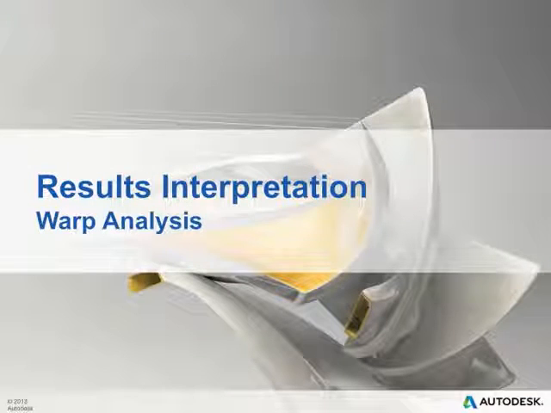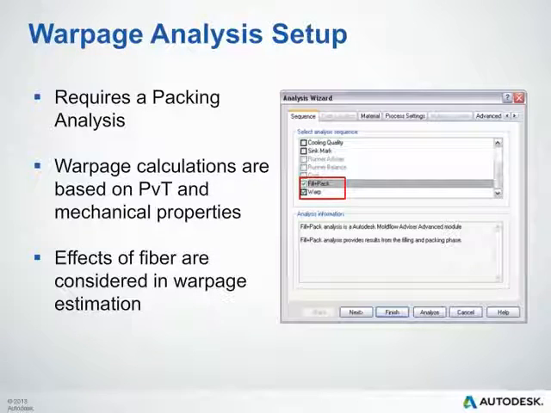Now we'll take a look at interpreting some results from our warp analysis. Some things to keep in mind when running a warp analysis is that you can see there's a checkbox in your analysis wizard, but it will not be available unless you run a packing analysis. So you have to have these both checked if you'd like to run a warp. The warp calculations are based off PVT data as well as the mechanical properties for the material you're using. The effects of fiber are also considered in our warpage calculations.